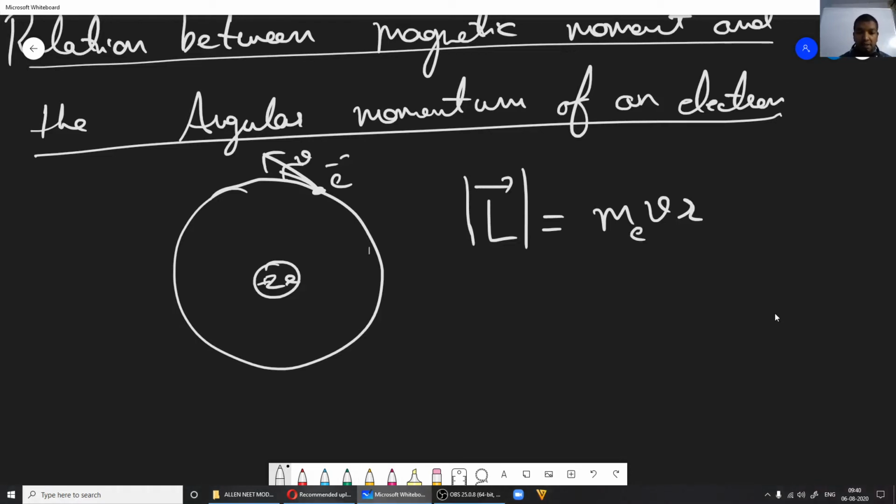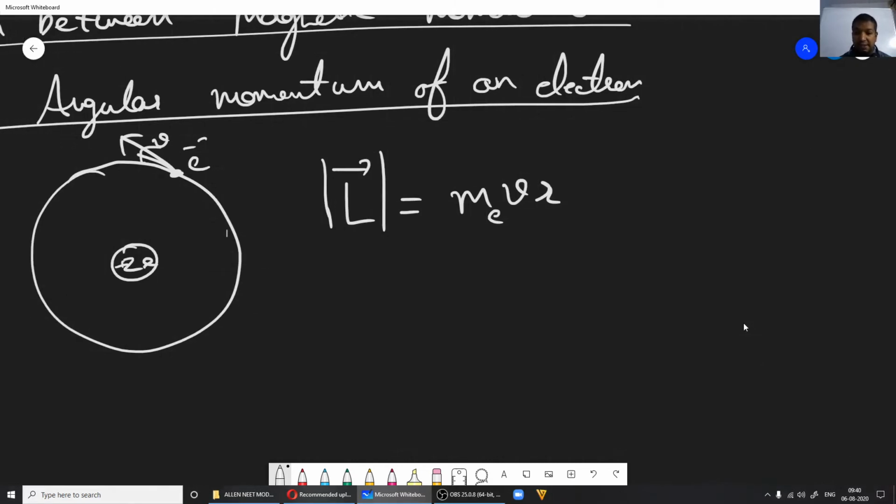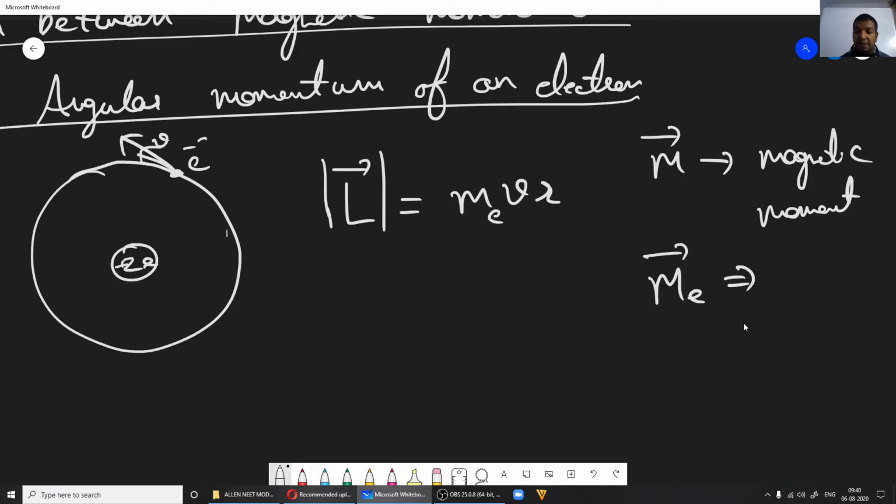In this particular discussion, and for the following discussions, let us choose m as the magnetic moment, small m, because we are considering the same symbol throughout, even before starting these classes. And m_e we will call the mass of the electron. Let us stick to these notations.